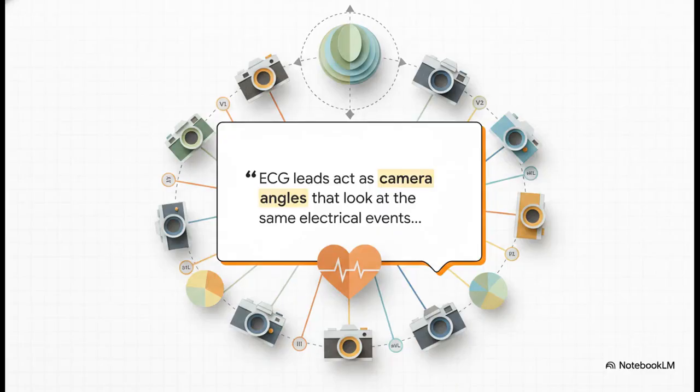Okay, let's dive into this. Honestly, the absolute best way to really get an ECG is to flip how you fundamentally think about it. The source material hits the nail on the head here, saying ECG leads act as camera angles that look at the same electrical events from different spatial orientations. So just picture the heart as the star of a photo shoot, right? The leads are the cameras, and they're all snapping a pic of the exact same moment, a heartbeat. But since they're set up in completely different physical spots, their photos look totally different.